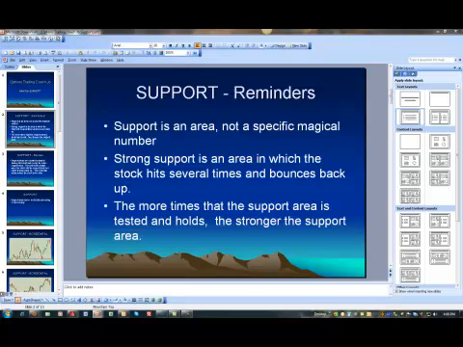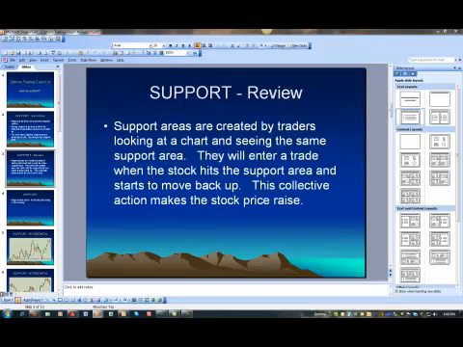Another reminder is that support areas are created by traders looking at a chart. They're seeing the same support areas. Let's say the support area is at 50. Often full round numbers are accurate. So you're thinking, well, this has hit 50 four times before. When it goes down and hits 50 again, as soon as it starts to go up, I'm going to buy a call, or I'm going to tell my broker to buy a call.